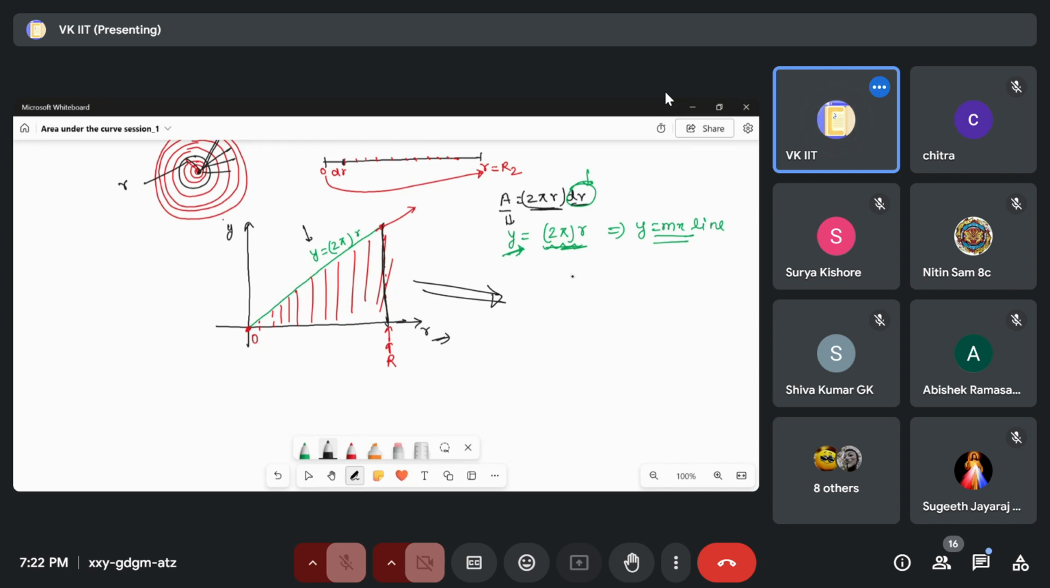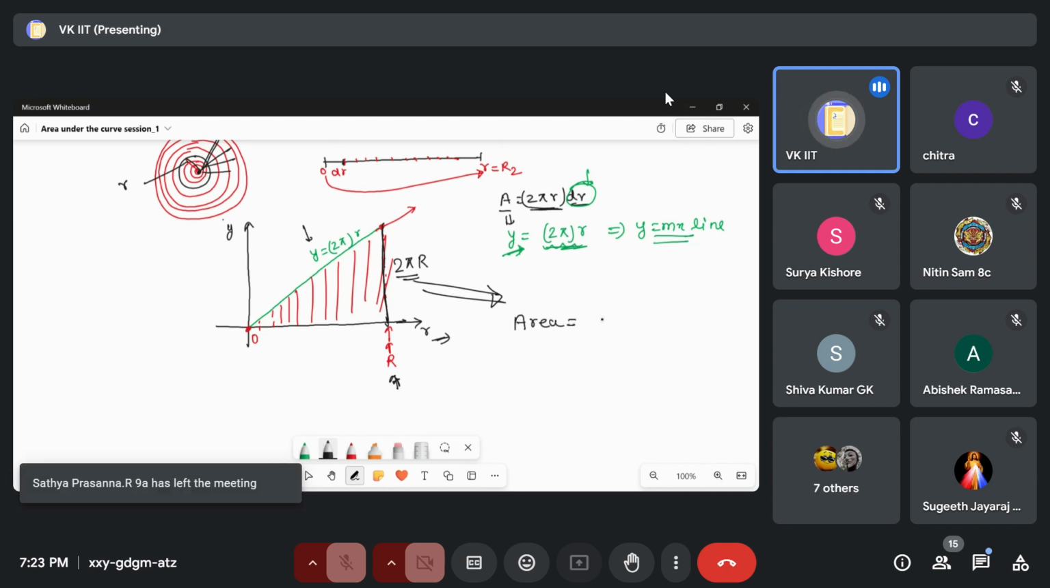Right angle triangle. So if this is capital R here, what is the length of this part? This will be 2 pi into capital R. So what will be the area then? The area will be nothing but the integral, 0 to R.